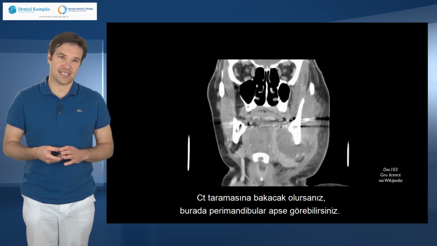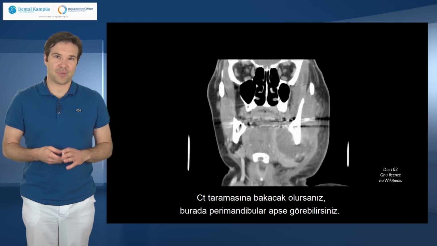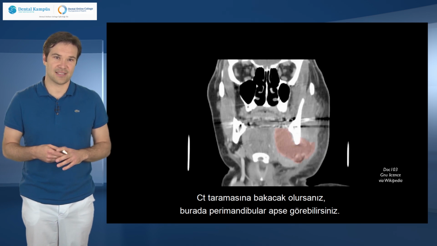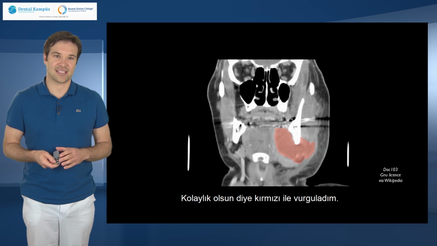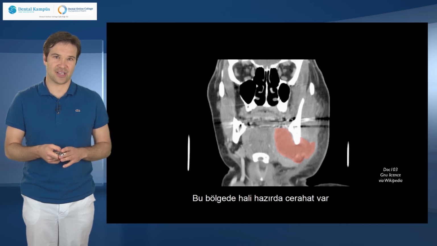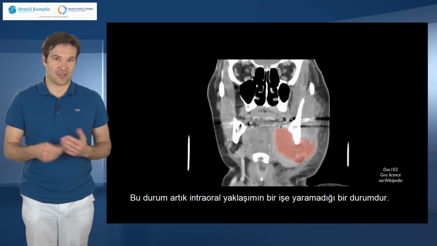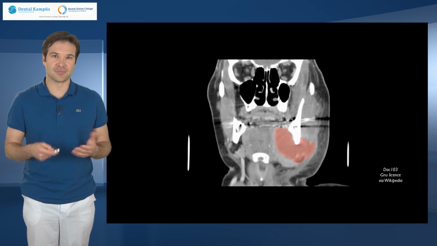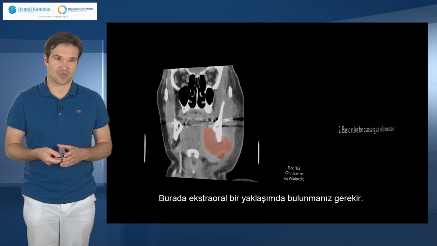If we look at this CT scan, here a perimandibular abscess can be seen. And for your convenience, I highlighted it in red. This is the area where we have pus already. So this is the situation where an intraoral approach does not work anymore. Here we have to approach extraorally.